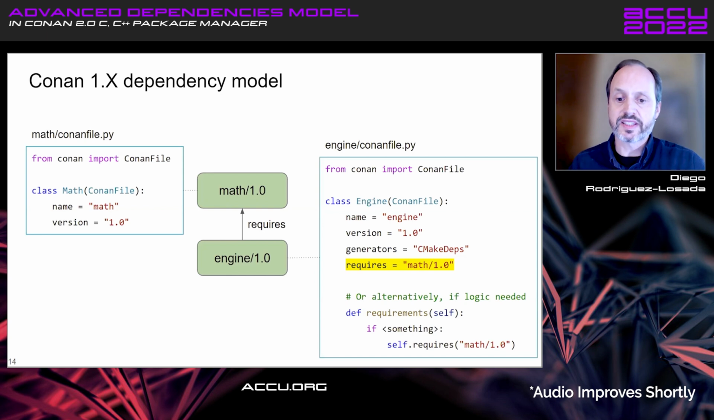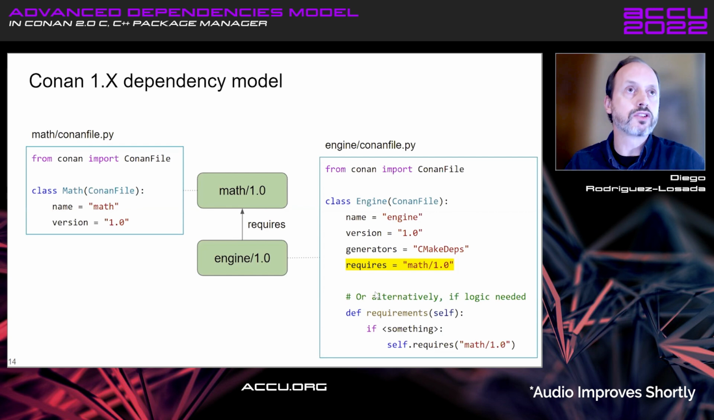When we want to represent a dependency in Conan, this is what we have. In our small example of the game, we have the math conanfile. It's exactly what we have seen. I've removed the methods for simplicity, but the methods would be there. And the engine the same. It will contain also methods for building from source. I've removed them. The important bit here is the requires. To represent a dependency from engine to math, we have a class attribute that is called requires that will point to the package and the version of the package that we want to use.